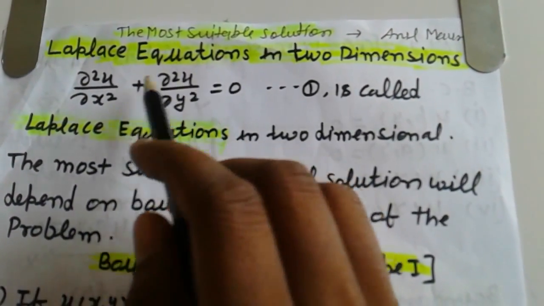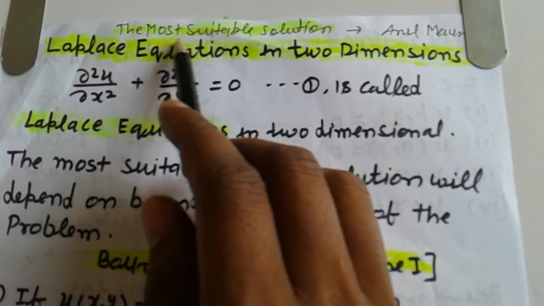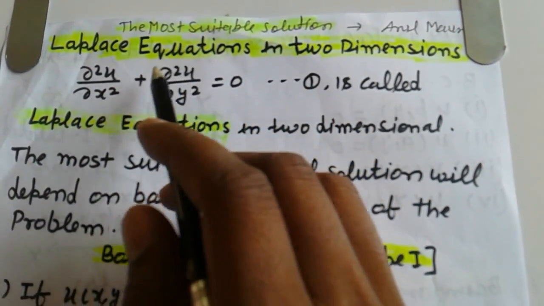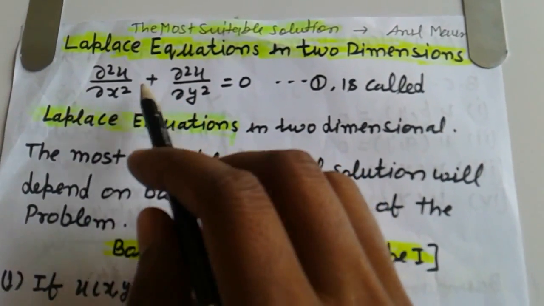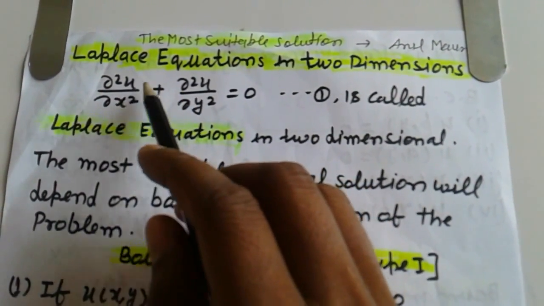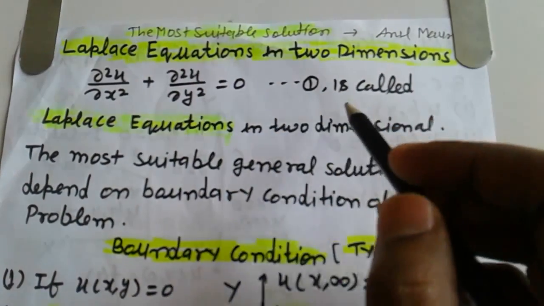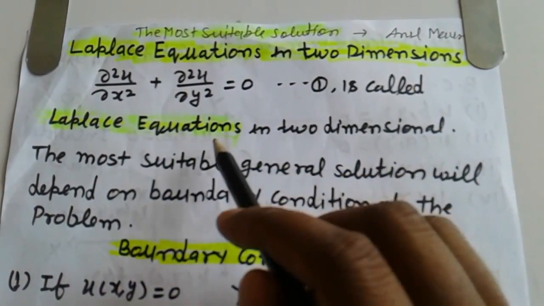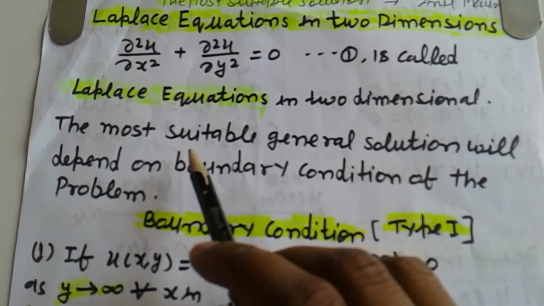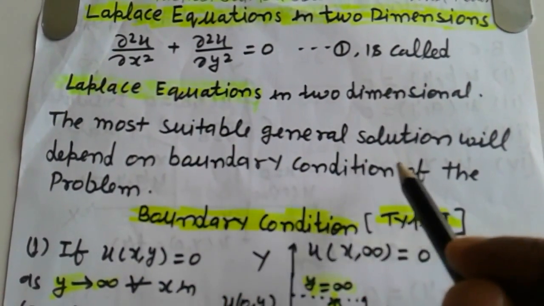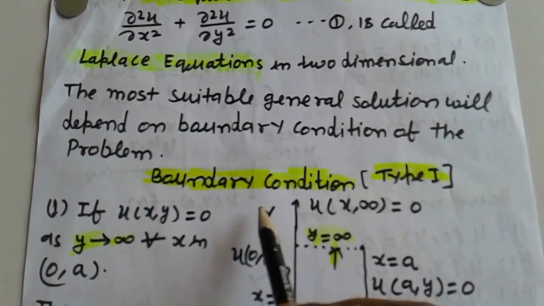So, the Laplace equation in two dimensions: what is the most suitable solution? The Laplace differential equation is ∂²u/∂x² + ∂²u/∂y² = 0. This equation number 1 is called the Laplace equation in two dimensions. The most suitable general solution depends on the boundary conditions of the problem.